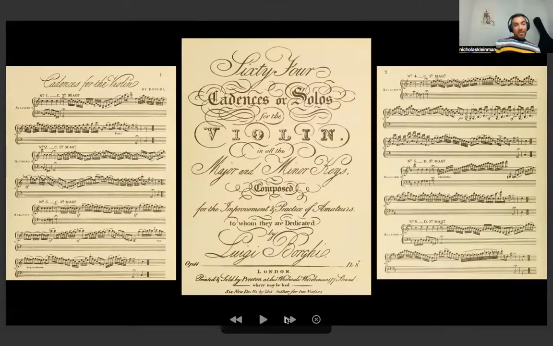Moving right along, we will look at the last source before we dive into the Gamba cadenzas, and this is 64 cadences or solos for the violin in all the major and minor keys, composed by Luigi Borgi. Again, the word cadence. Borgi came from Italy, of course. We don't really know so much. His life has not been so researched from what I found.